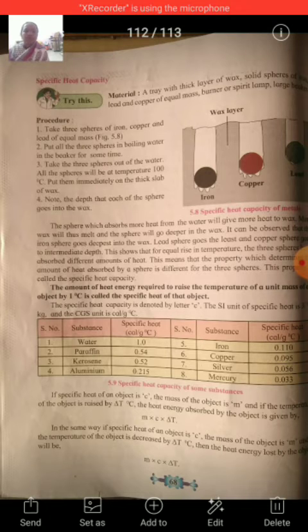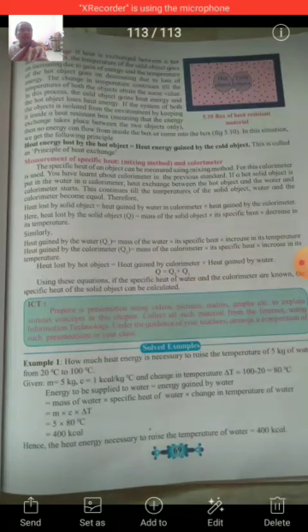Here we studied the specific heat capacity of an object. Specific heat capacity means the amount of heat energy required to raise the temperature of a unit mass of an object by 1 degree Celsius is called the specific heat of that object. And we have to see our next point, that is heat exchange.